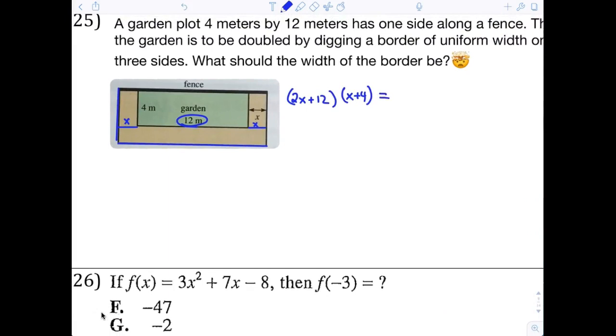What's the new area? 96. The old area is 48. So they wanted to double the area, correct? So the new area now is going to be 96. Come on, we can do that.